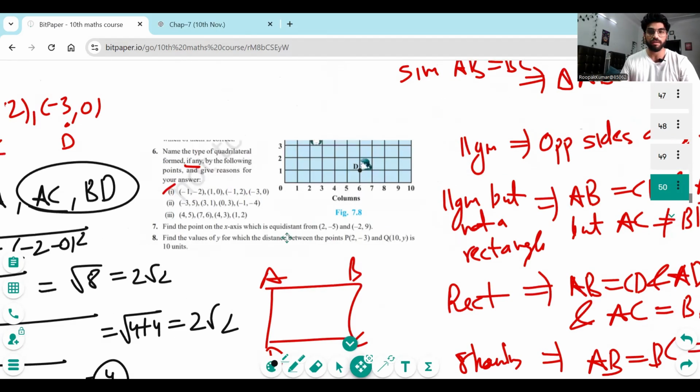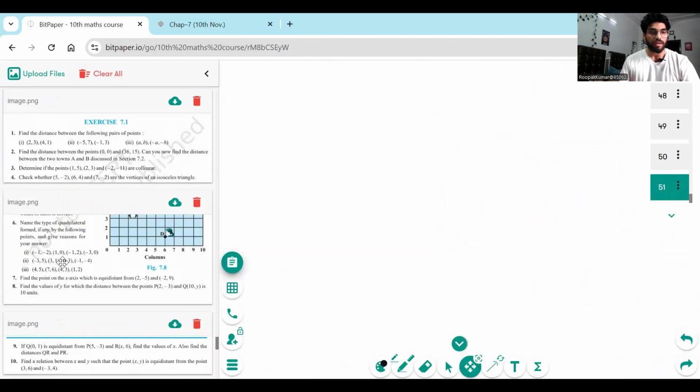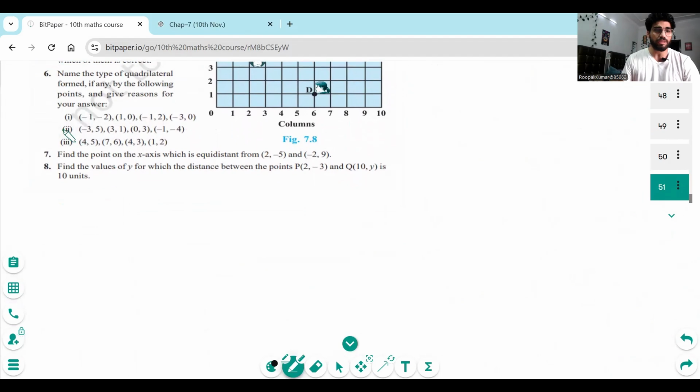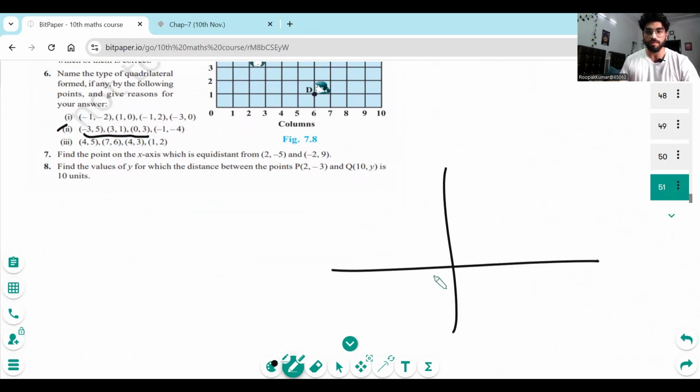Now, moving to the next part. This is the second part. If I show you the second part here, these 3 points are in fact collinear. We'll check (-3, 5) is right over here, (3, 1) is right over here, and (0, 3) is right over here. So I saw that these 3 points are on the same straight line. They are collinear. (-1, -4) will lie somewhere here or somewhere here.